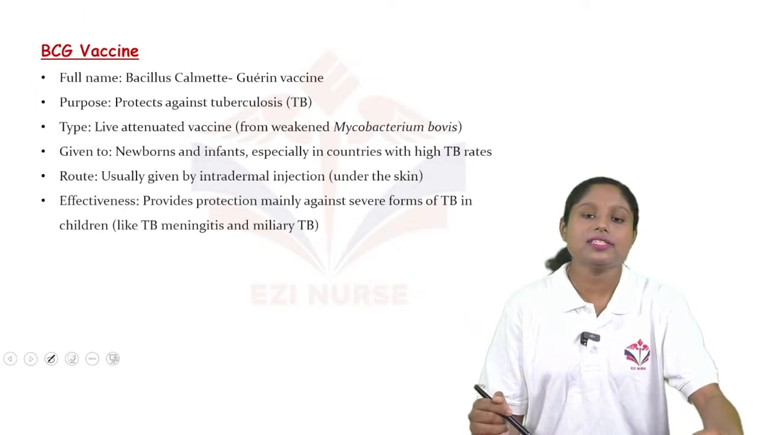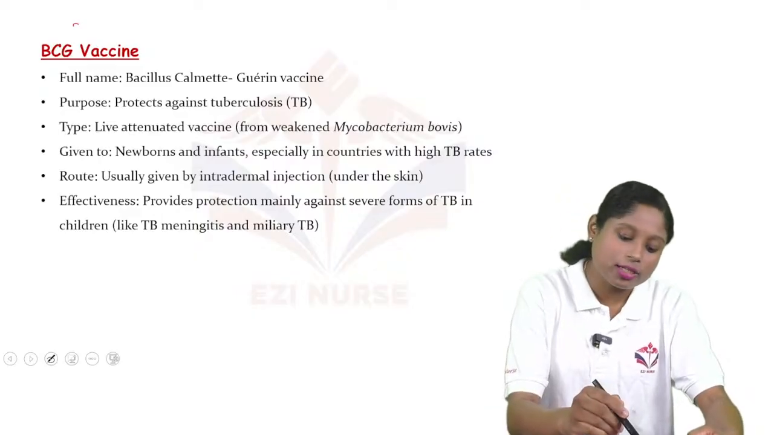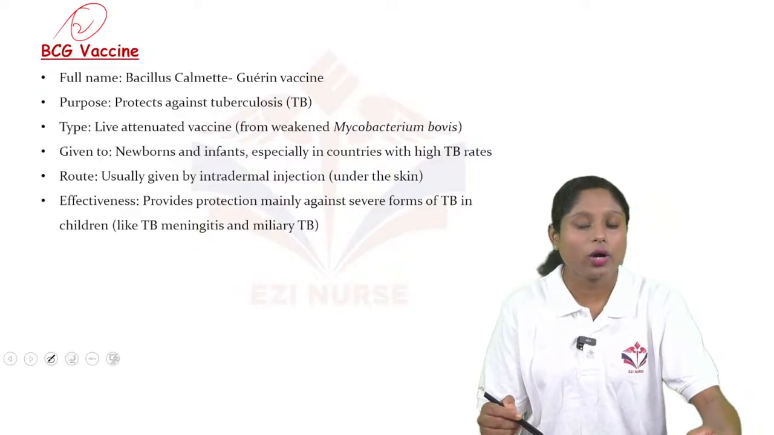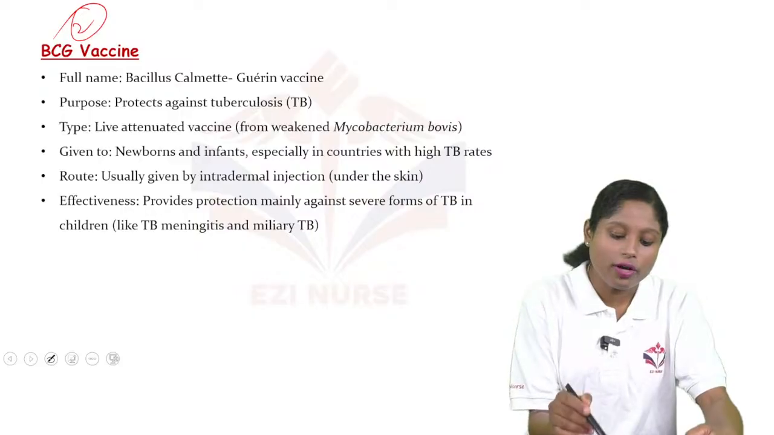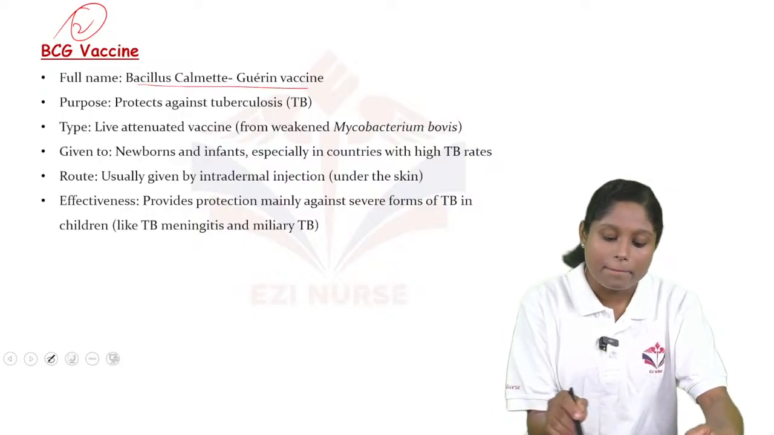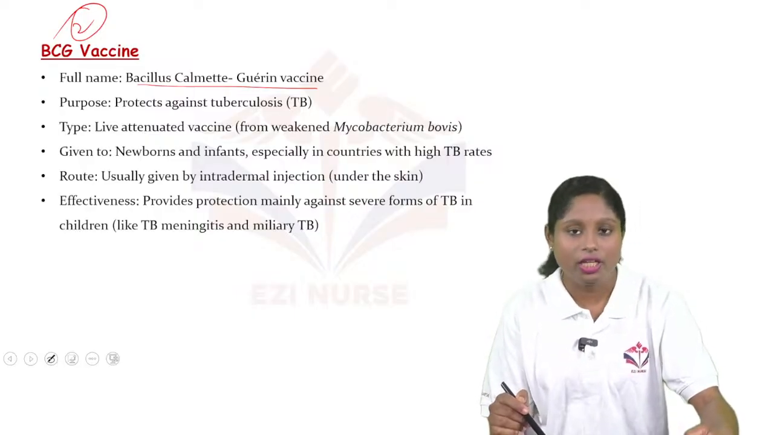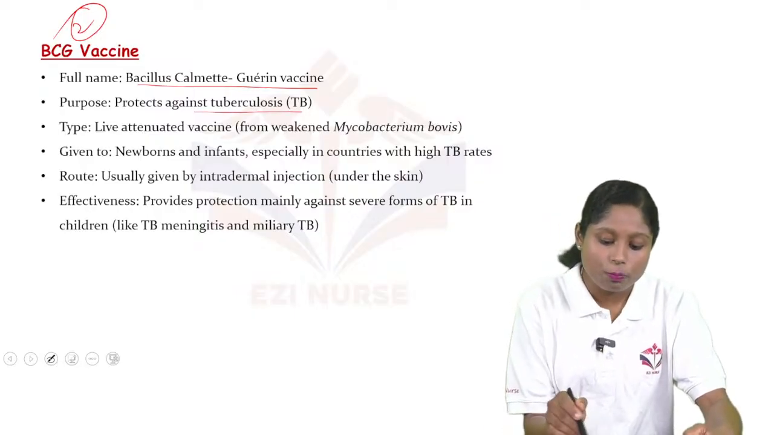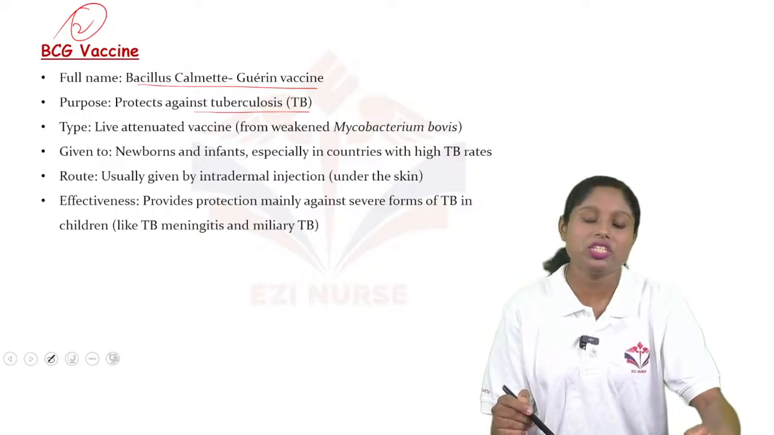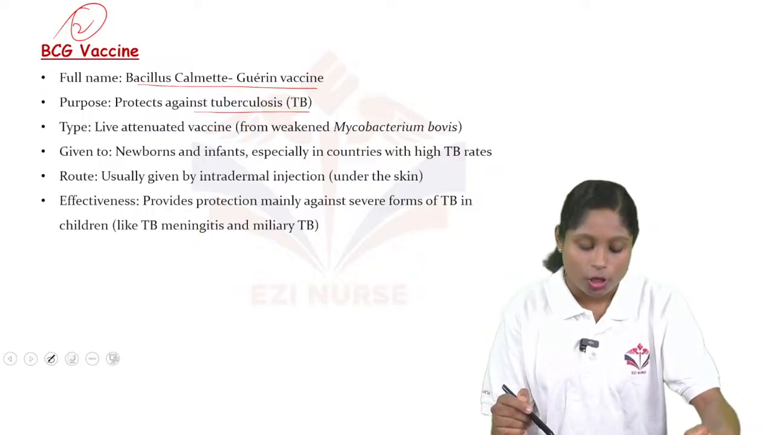Next we will discuss the BCG vaccine. It was a 2-mark question last year. What is the BCG vaccine? BCG stands for Bacillus Calmette and Guerin. The purpose is to protect against tuberculosis. So the BCG vaccine is used to protect against tuberculosis.